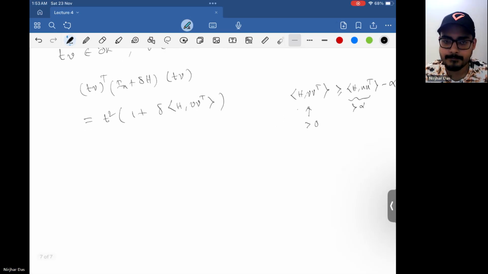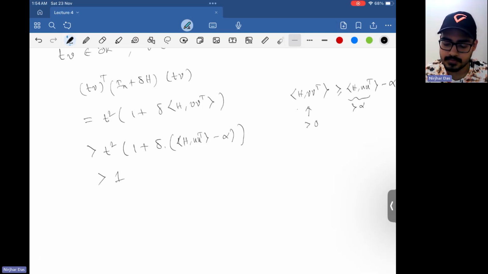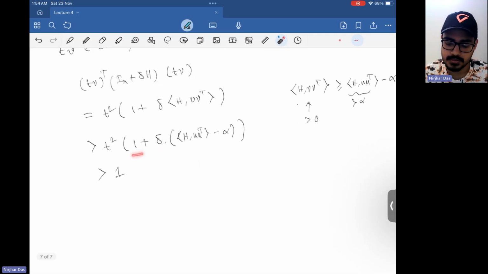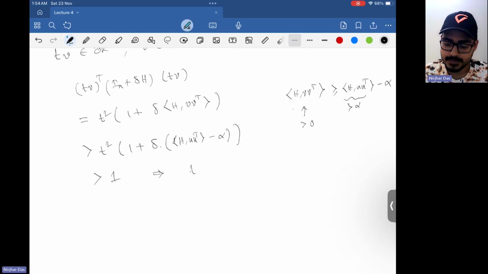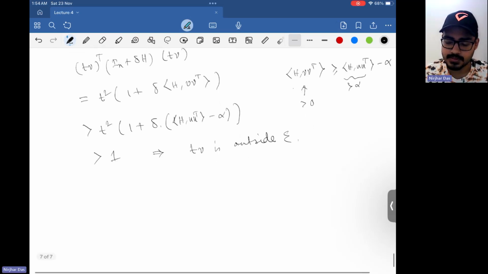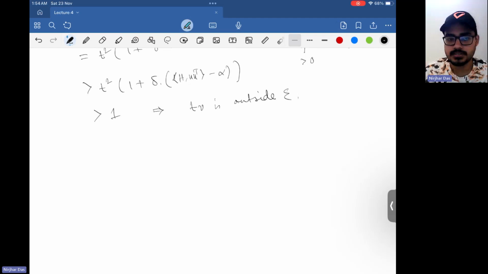So what we have is this is greater than t square into 1 plus delta times h of UU transpose minus alpha, and this is strictly greater than 1 because this quantity is strictly greater than 0, this is 1, and t is also strictly greater than 1. So therefore dv also lies outside. So thus what we have ended up showing is that all the points on the boundary of the convex body are actually outside the ellipsoid.